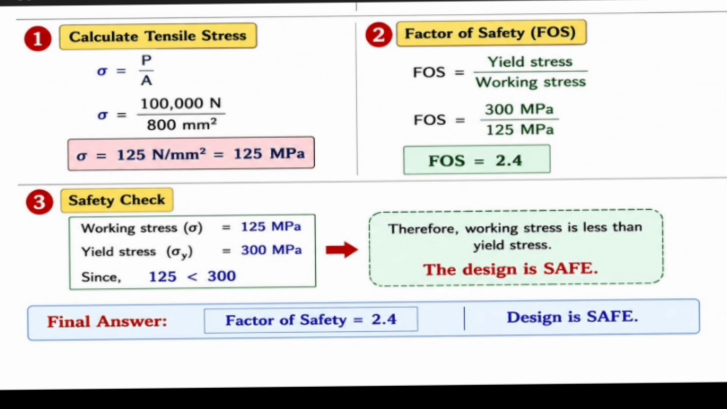Coming to the safety check, the working stress is 125 megapascal, the yield stress is 300 megapascal. Since the working stress is less than the yield stress of 300 megapascal, the design is safe. Okay, in the final answer you have to write: factor of safety is 2.4 and the design is safe.